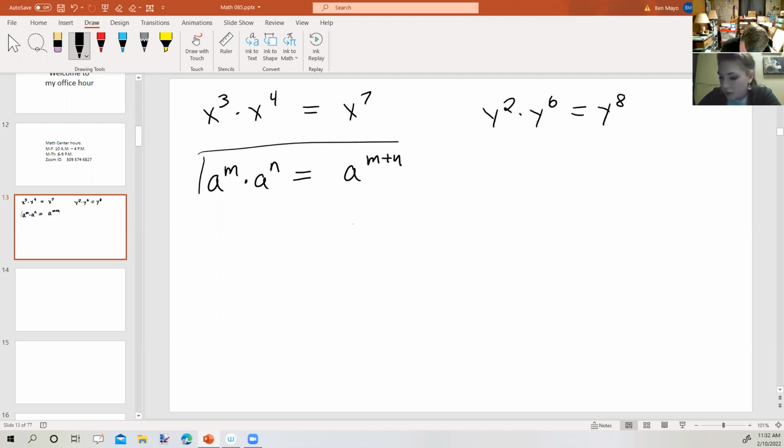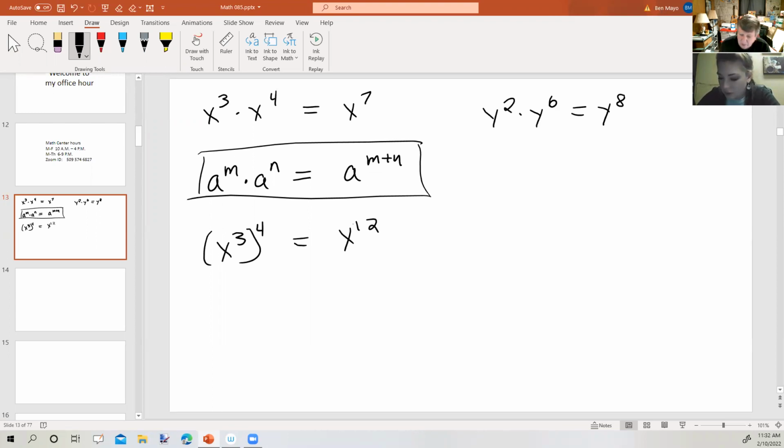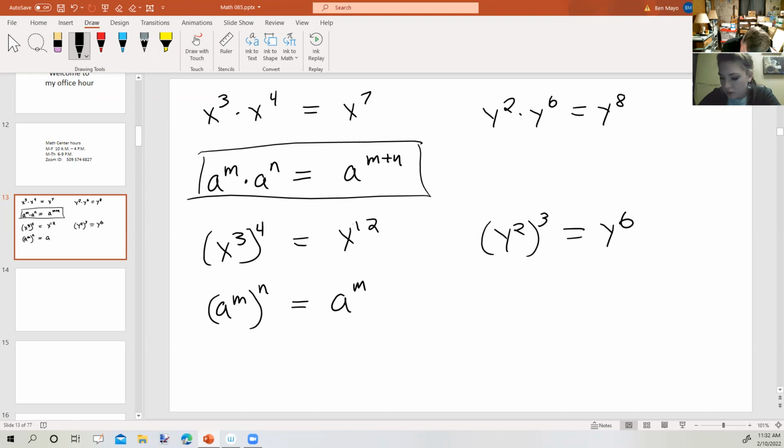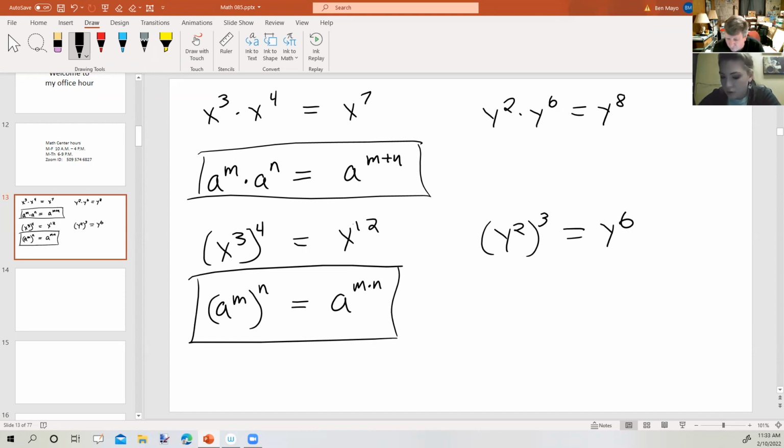Okay, so that's one of the rules. Here's another rule. If you've got a power raised to a power, you multiply the exponents. Let's say y squared cubed would be y to the 2 times 3, or 6 power. So in general, a to the m power raised to the n power is a to the m times n power. So that's a second rule. Any questions about that rule? You've got to be careful you don't get those two mixed up.